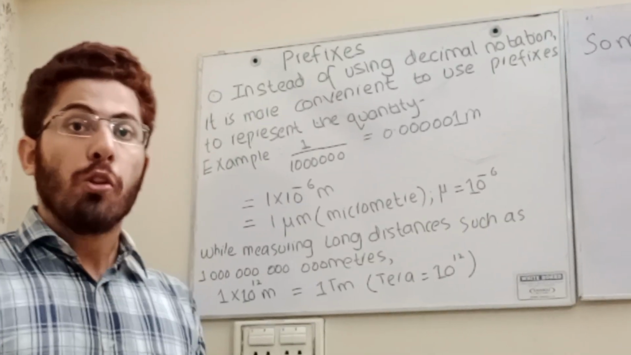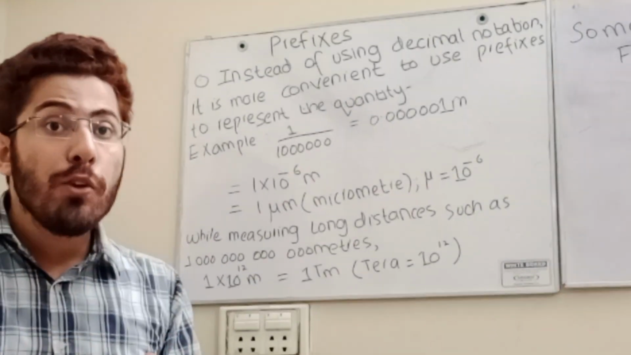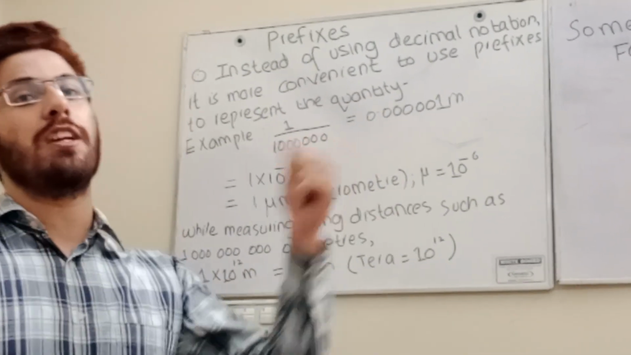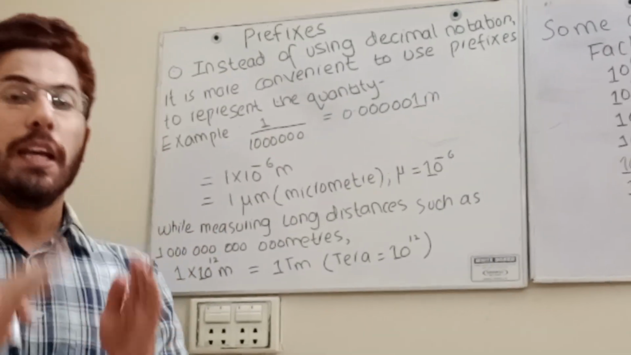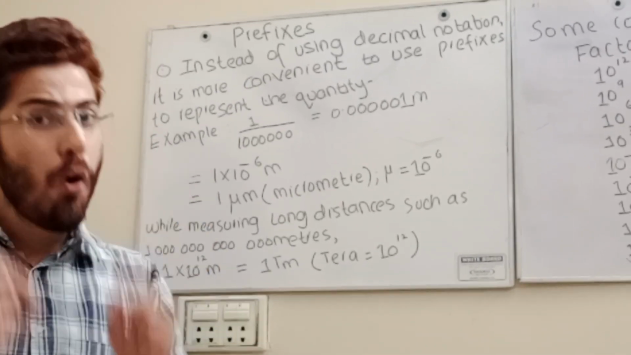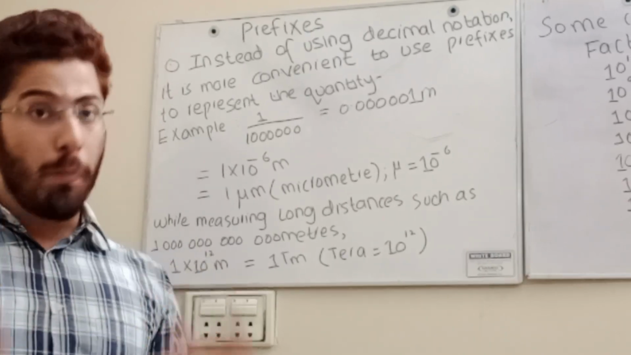Okay, student, the second topic we have is prefixes. Why do we use prefixes? Or for scientists, what is the need of using prefixes? Student, there are two reasons. Either the values are so small that they cannot be written in decimal form, or you can write them, but it takes a very long time.